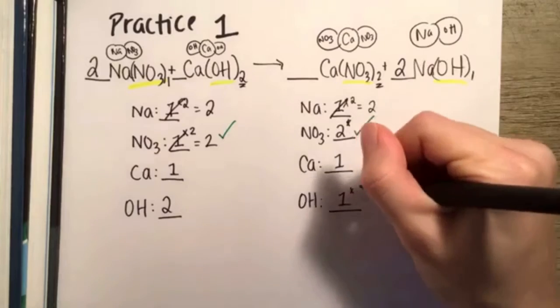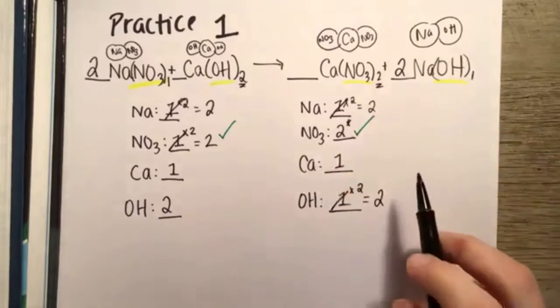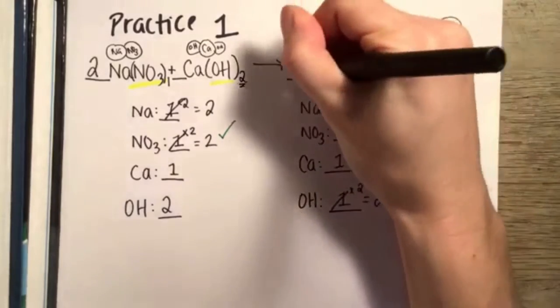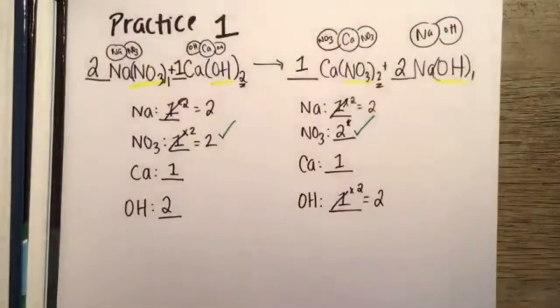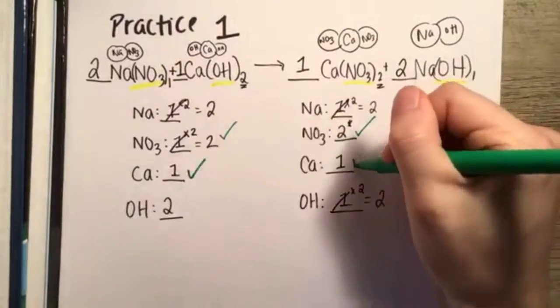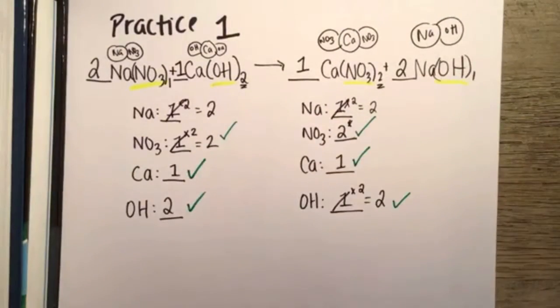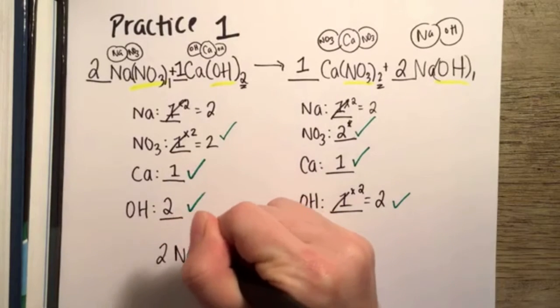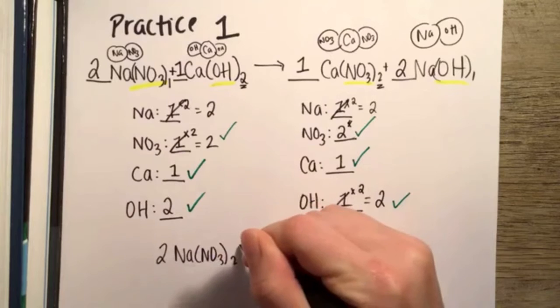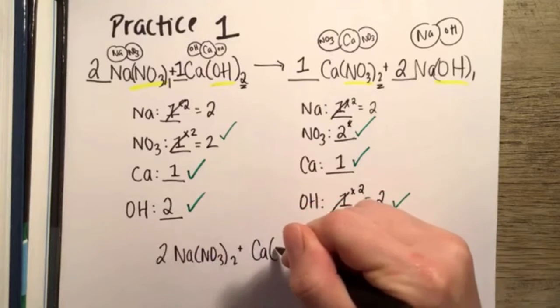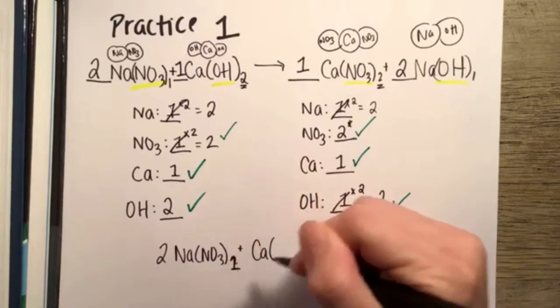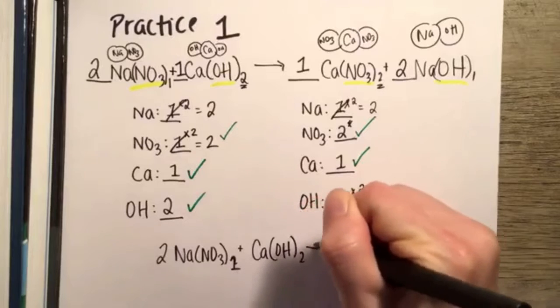And now I'm balanced. Notice I'm not worrying about multiplying the subscript outside of the parentheses over the atoms inside the parentheses, right? I'm not counting individual nitrogen or oxygen or hydrogen atoms. I'm counting the polyatomic ions as one formula unit. We'll do some more practice, don't worry.